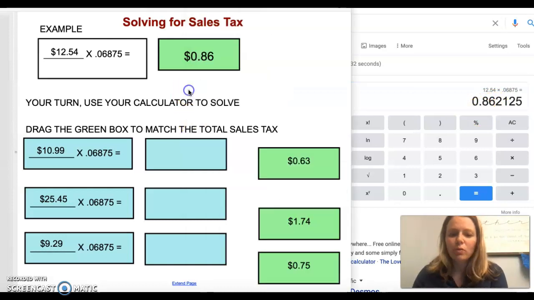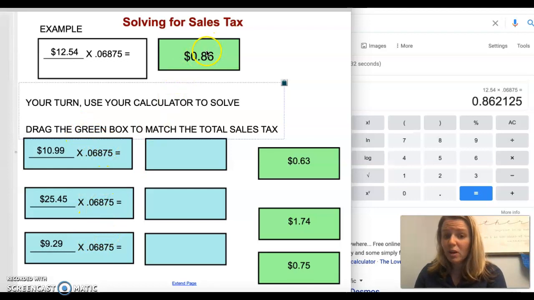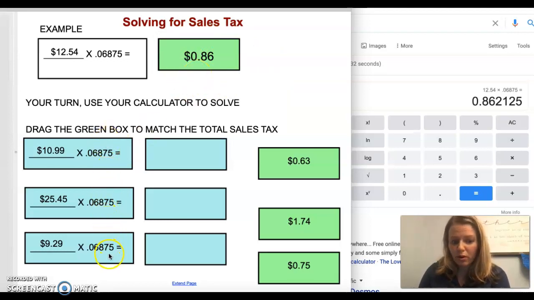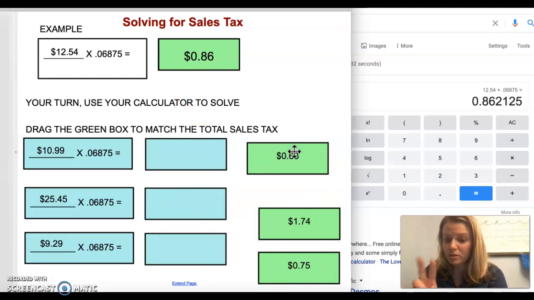Okay, so when we go back over here to this little activity, I just want you to practice using your calculator and multiplying by the tax. So what I did is I dragged over here our 86 cents, which is our tax. I want you to solve these problems and match the amount of tax that equals. You're just going to drag and drop it wherever it goes to match. All right, so that's the first part of the lesson.